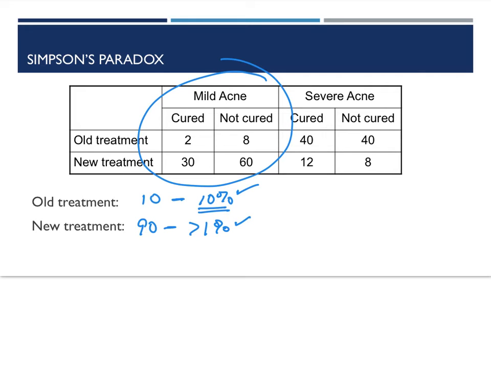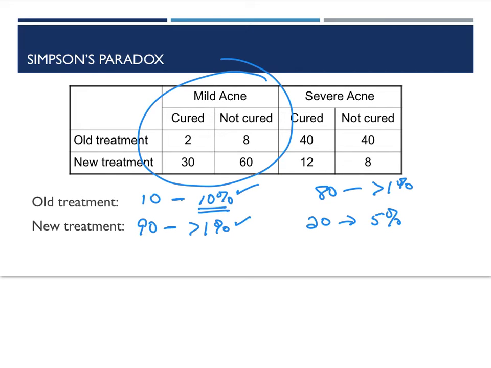Well, what if I look over here at the severe acne people? 80 got the old treatment, 20 got the new treatment. Well, these are only going to count 5%. Their results only count 5% toward the end. And again, these are going to be a little bit more than 1%. Those percentages are a little bit closer, but they're still kind of skewed.